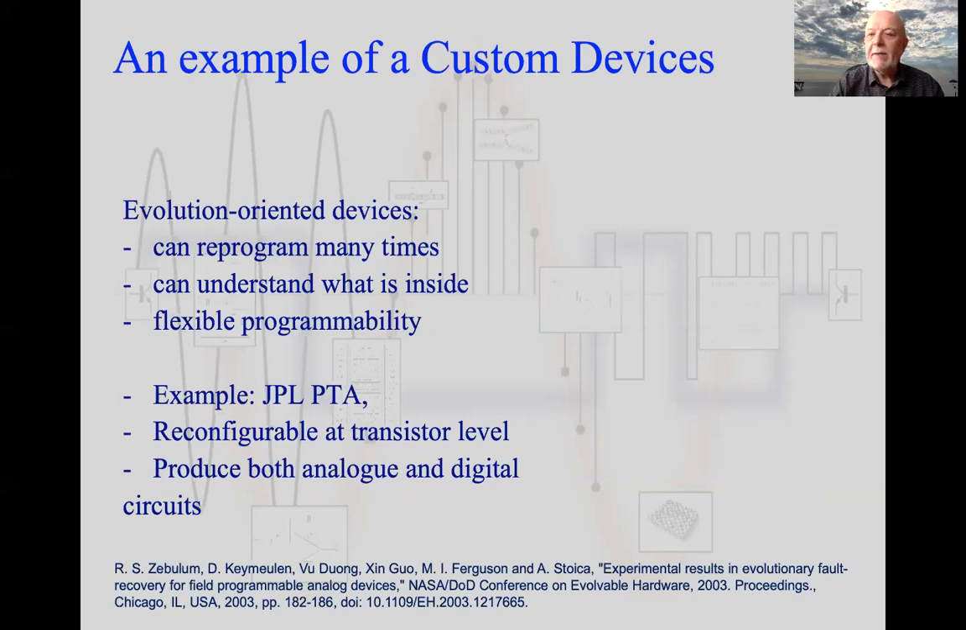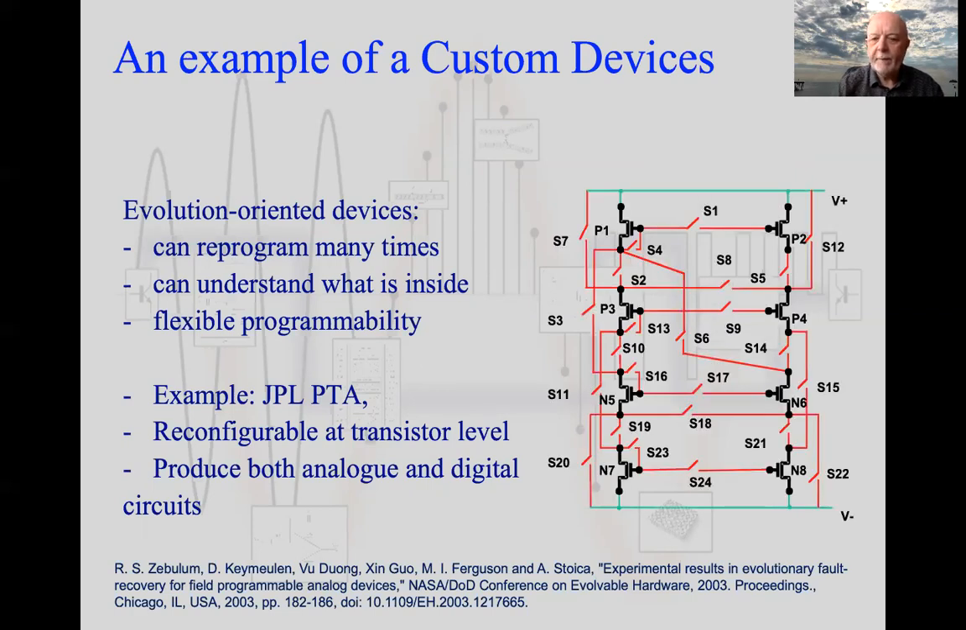It's useful if we can actually understand what's inside. So what I mean by that is once evolution has come up with a configuration, it's quite useful to be able to effectively read back that configuration and turn that into a circuit diagram, if you like. So actually we know what the circuit is that evolution has come up with. And we want flexibility in our programmability. So we want to be able to program not just the core elements, but also the connections between those, and maybe the passive components between them, etc. So flexible programmability.